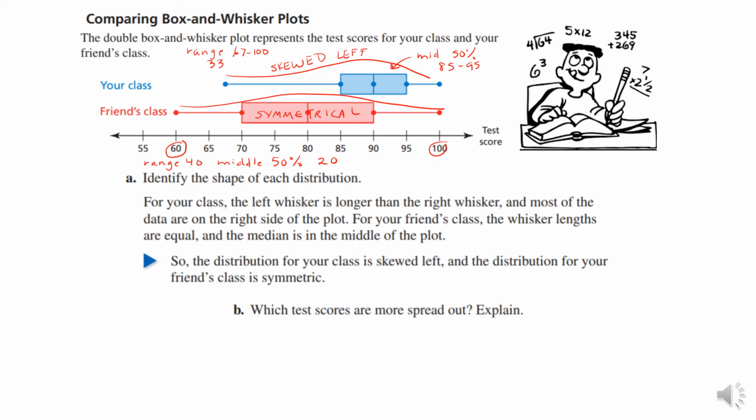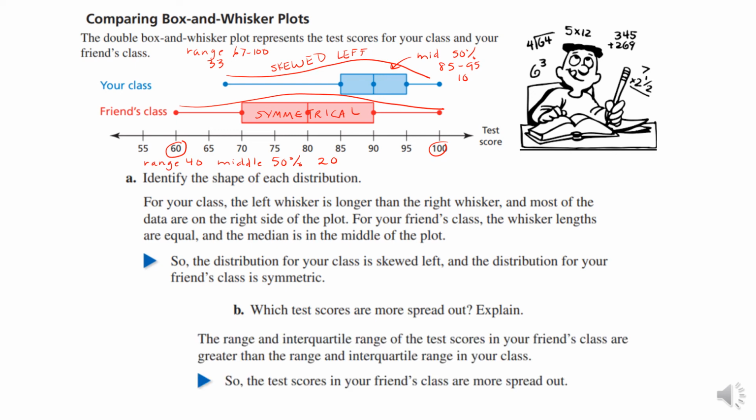So that's a spread of 10. So it depends on what you're looking for here. If you're looking for how they scored in the higher points, then your class did much better. Okay? So the test scores in your friend's class are more spread out.